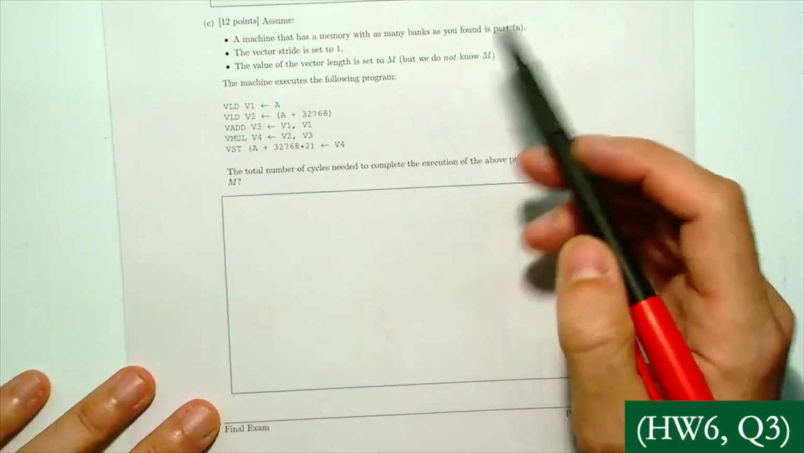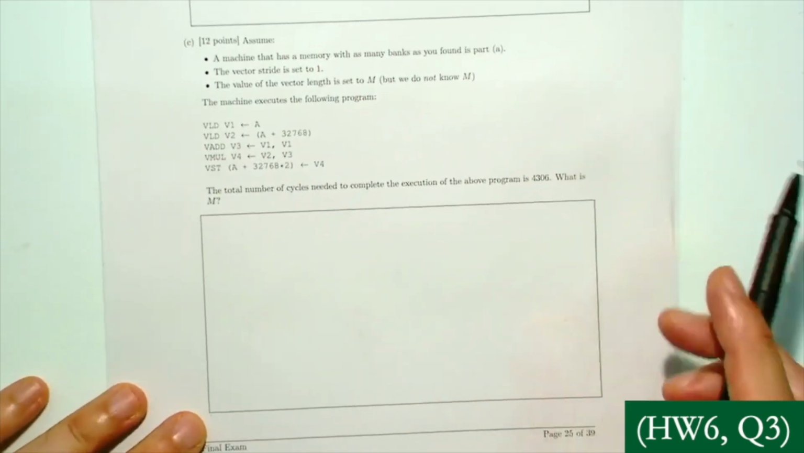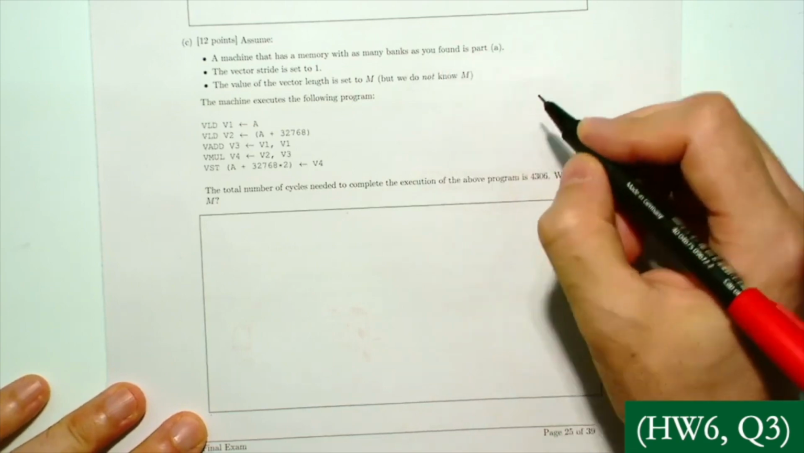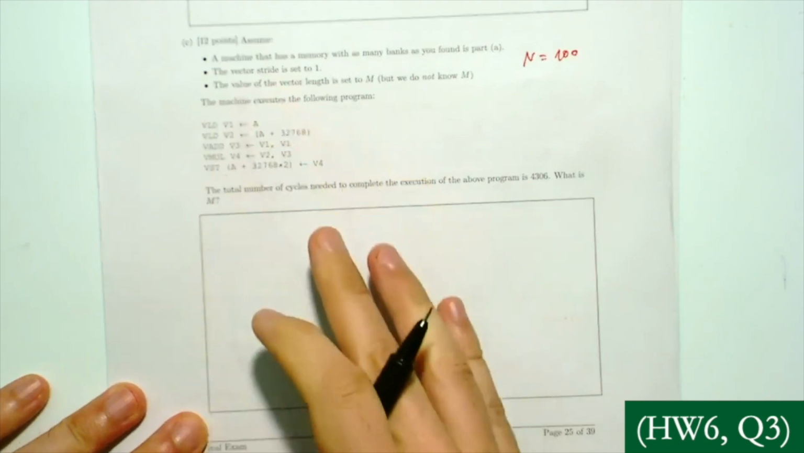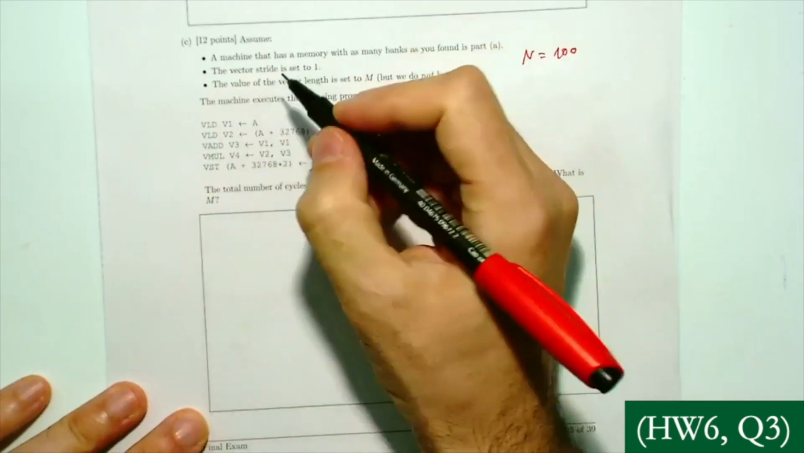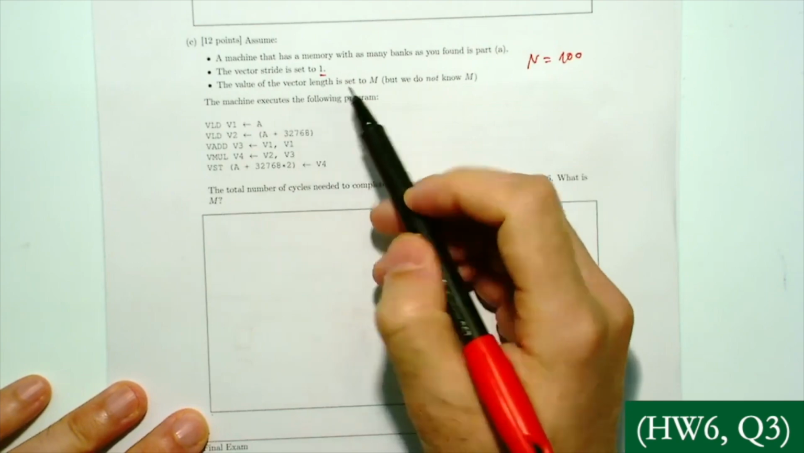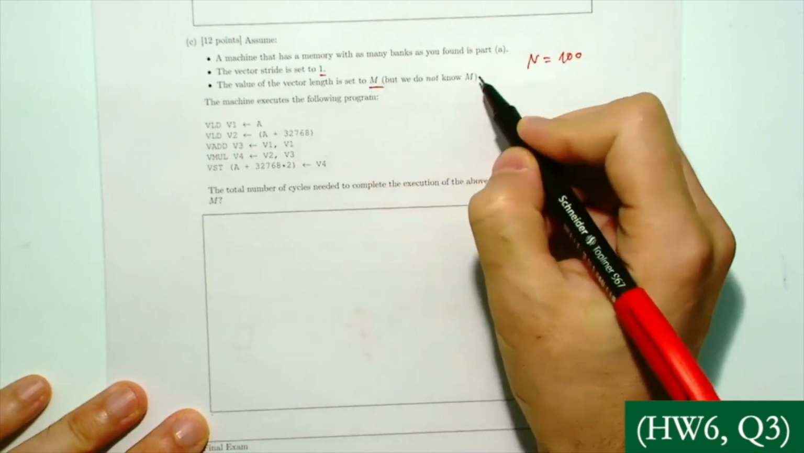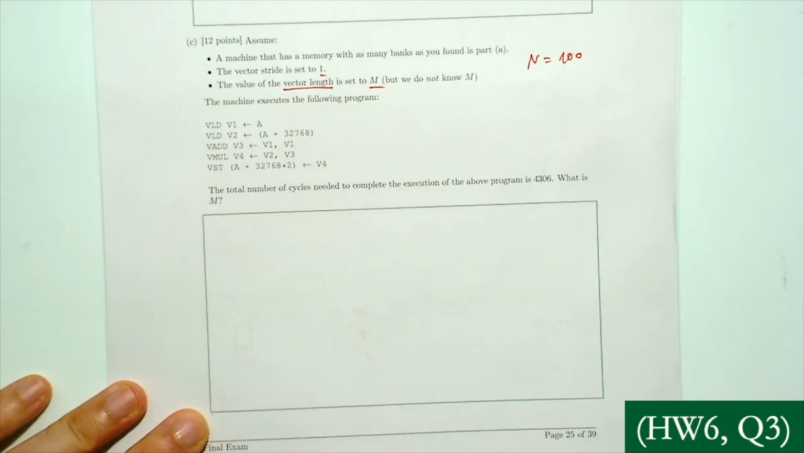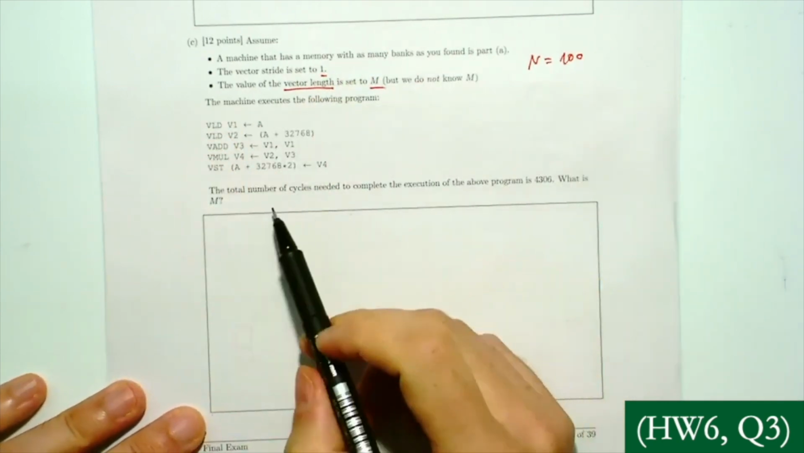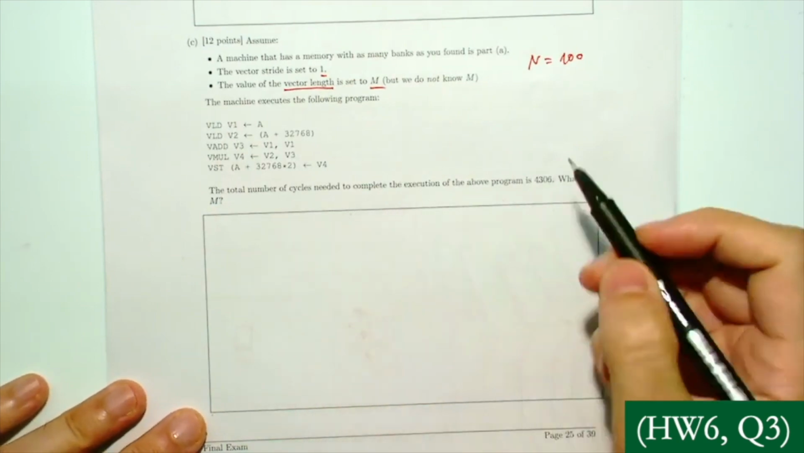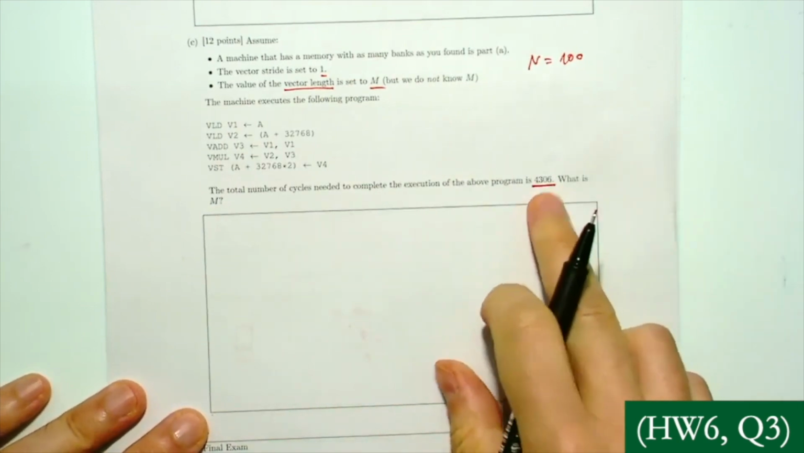Next question is, assume a machine that has memory with as many banks as you found in part A, so n is 100. The vector stride is 1, and the vector length is set to m, but we don't know the vector length. The machine executes this code. So the total number of cycles needed to complete an execution is this number. What is m?